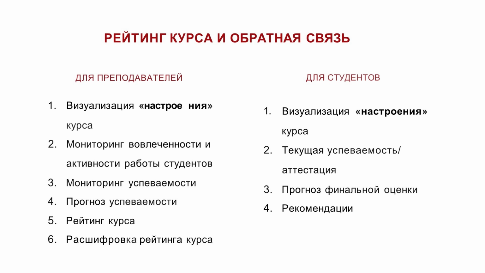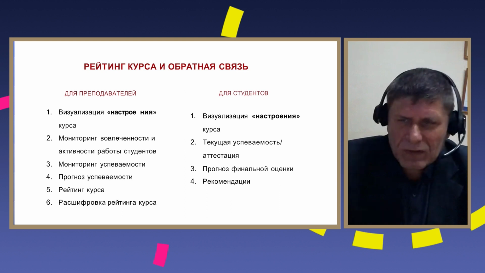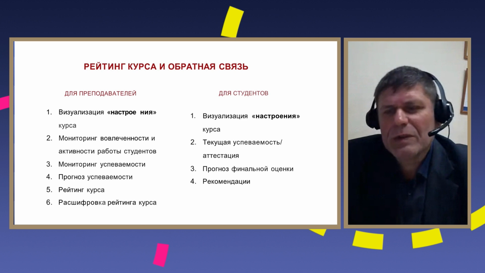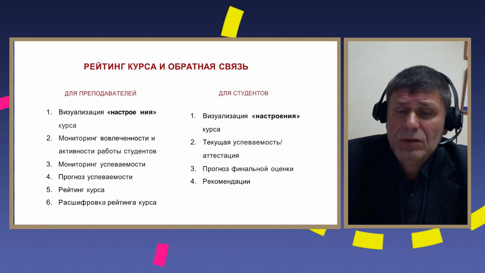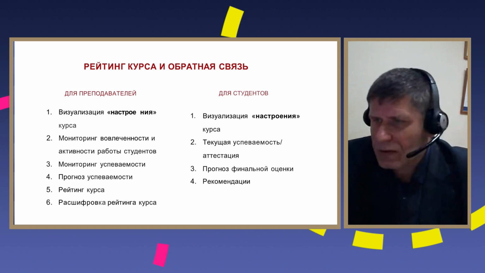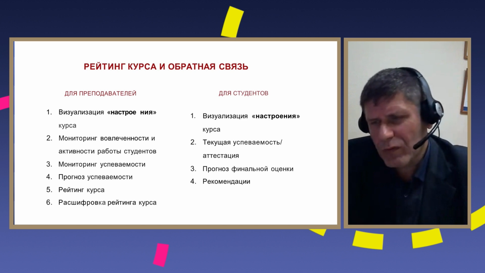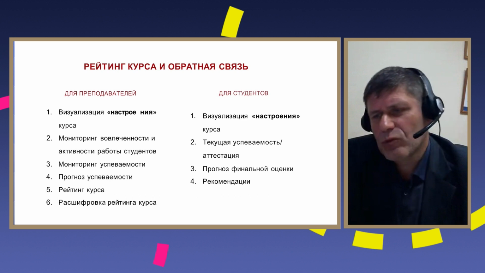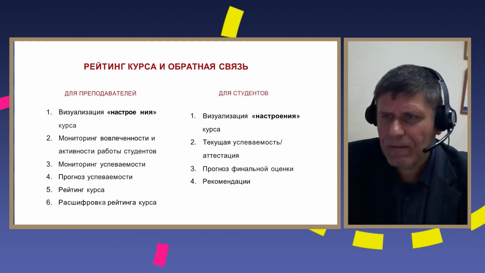Okay, right now I would like to draw a line and tell you which feedback we would like to give to teachers. For the teachers, first of all, we provide so-called visualization of the course, monitoring of involvement, monitoring of grades, forecast of grading, how much in percentage ratio a student will graduate, the rating of the courses, and disassembly of the course rating into the main components. For the students, we provide visualization of the course mood, and I will tell you what it's all about, the current grade system, whether he was tested or not tested, and what's going to be the next test, and some recommendations.